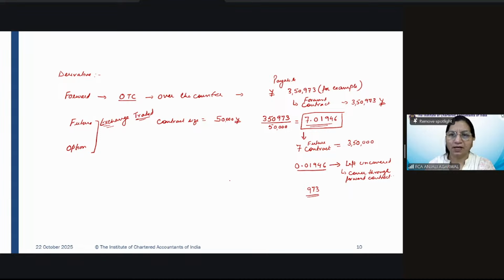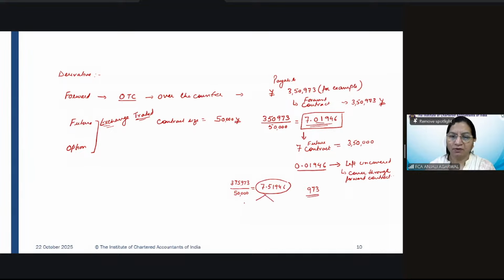Alternatively, it is also possible that the payables were not 359.73. Let's say they were 375.973. Okay. So if 375.973 is divided by 50,000, you would end up getting 7.51946, I think. These many number of contracts. Yeah. So now here the fraction was very negligible, so you can leave it uncovered or cover it against something else. Here you again have options.